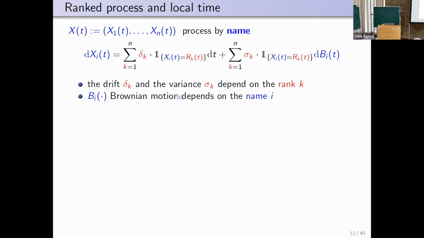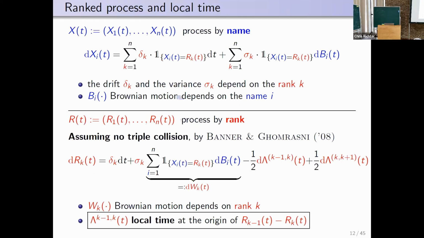Here, I just rewrote the equation that you saw before. This is the drift and the sigma k, which depend on the rank. Banner and Ghomrasni have written a formula. Ioannis just told me that in fact you do not have to assume no triple collision. Here it's the process by name, and here is the process by rank. If you want to write the process by rank, it's just a drift, delta k, which depends on the rank. So it's just a simple drift, of course.